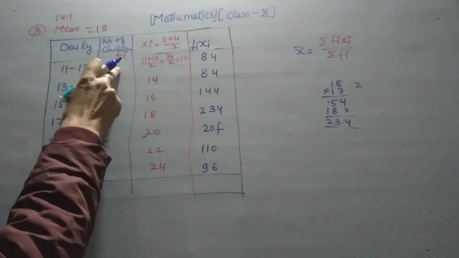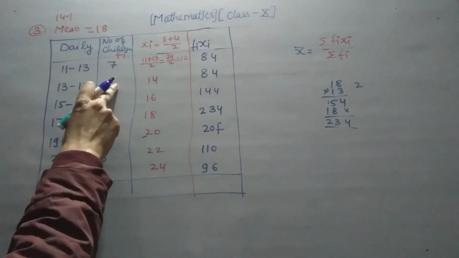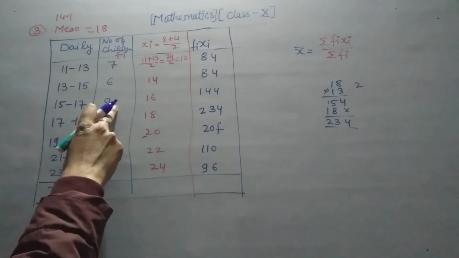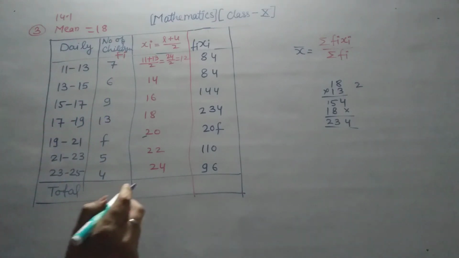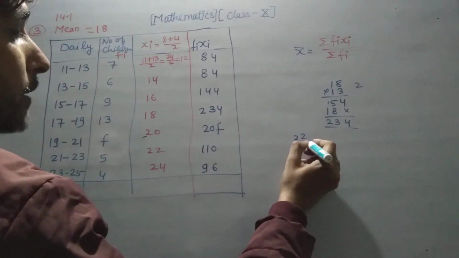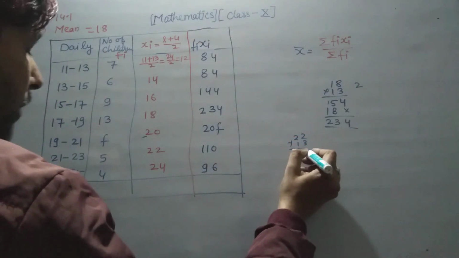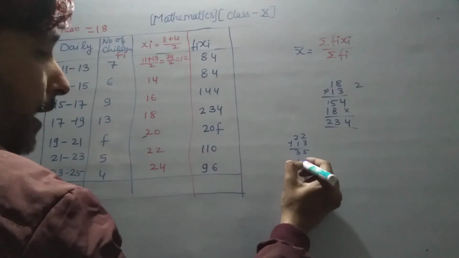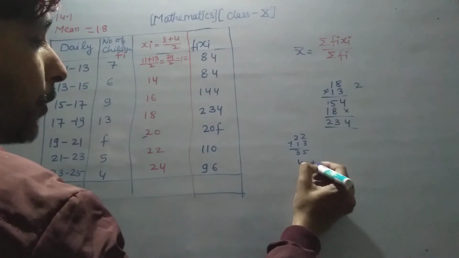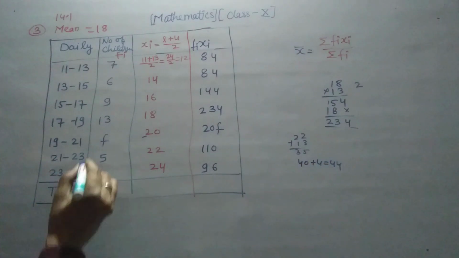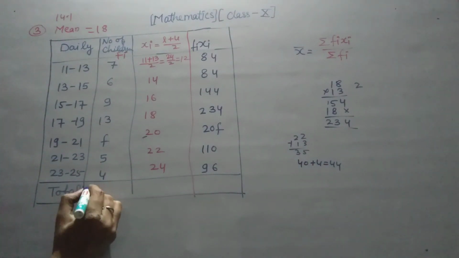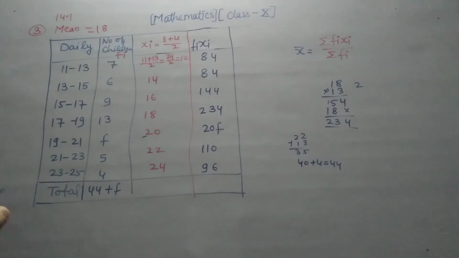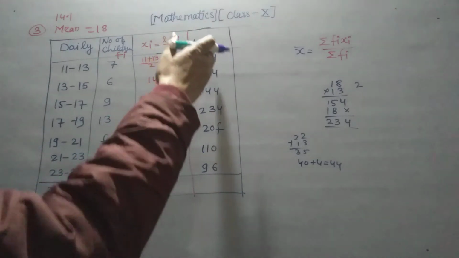So add it. 7 plus 6 is equal to 13. 13 plus 9 is equal to 22. 22 plus 13, that means 35. 35 plus 5 that means 40. 40 plus 4 that means 44 and f. So you have to write 44 plus f. Do you understand?